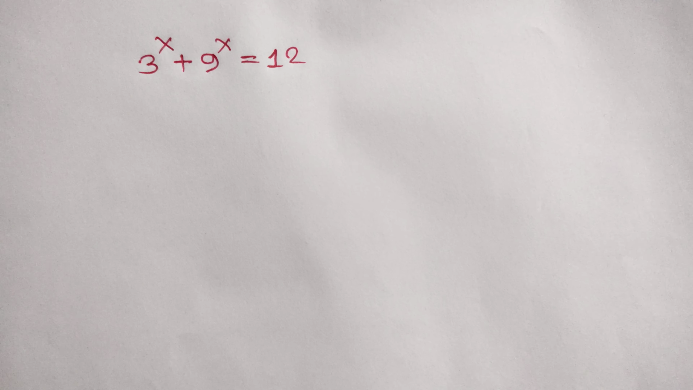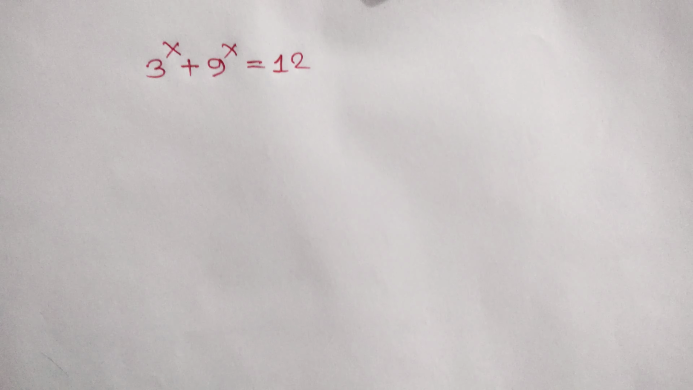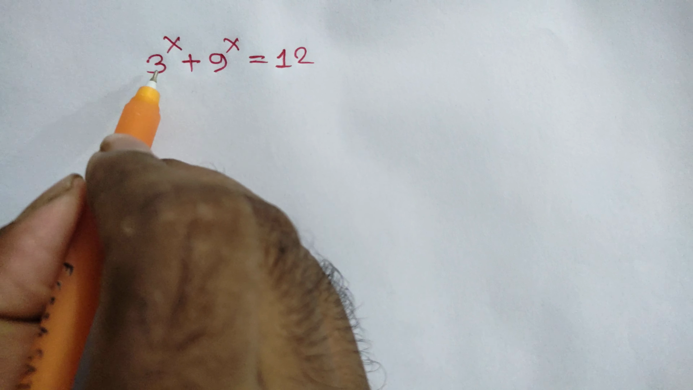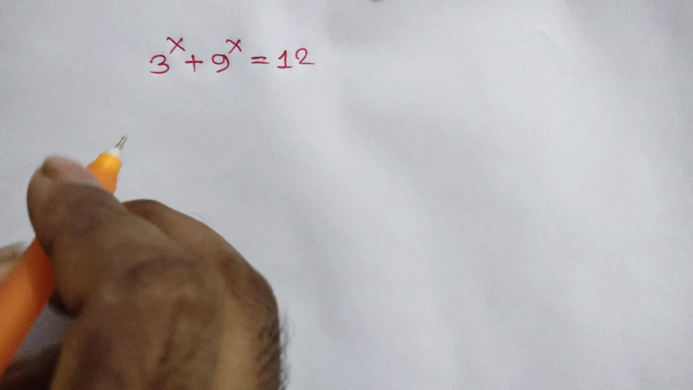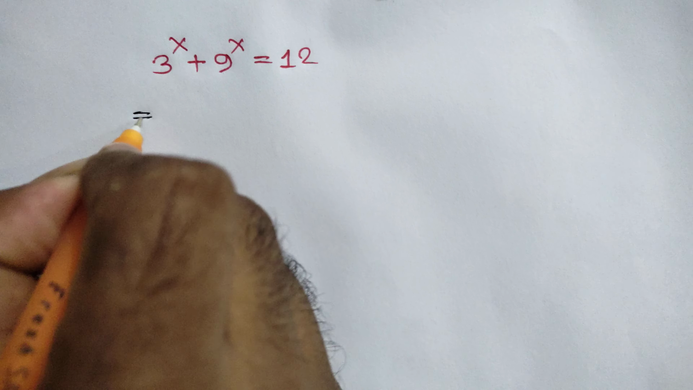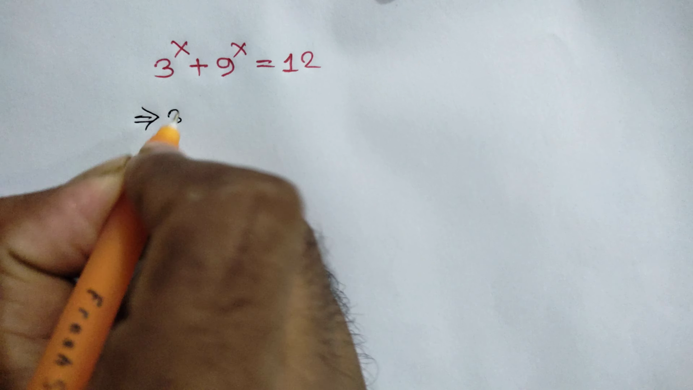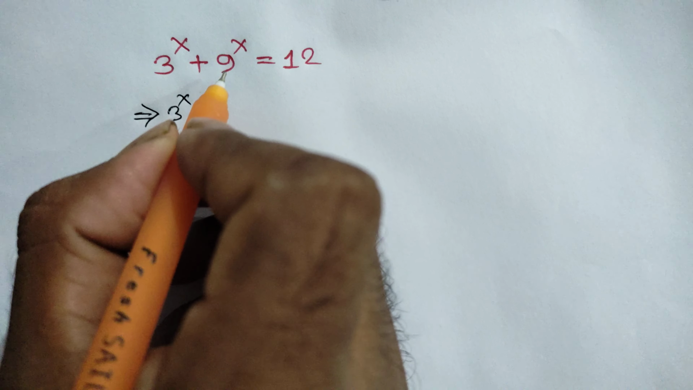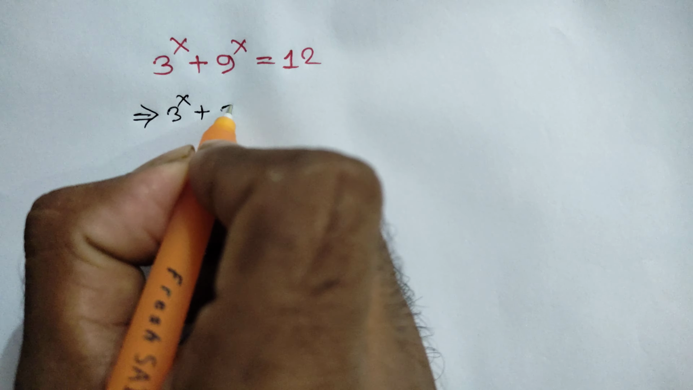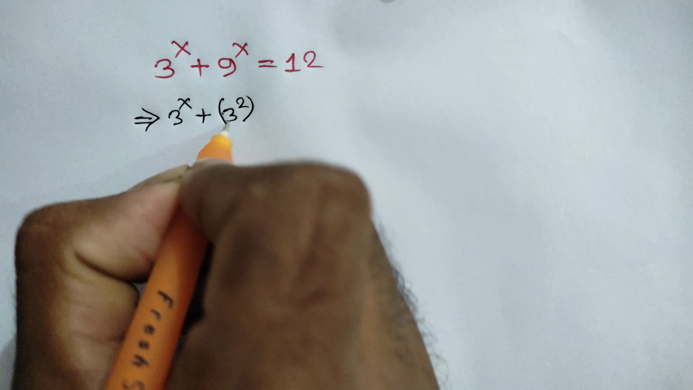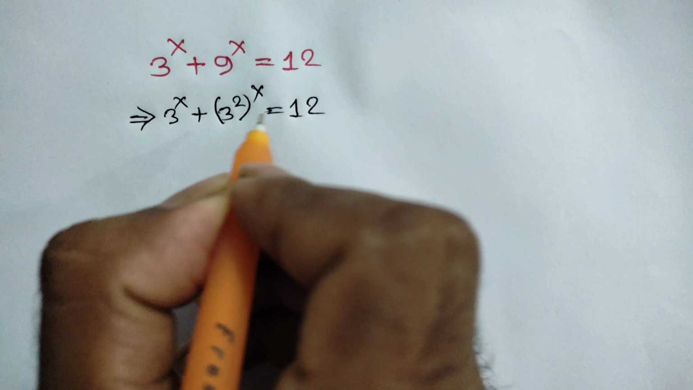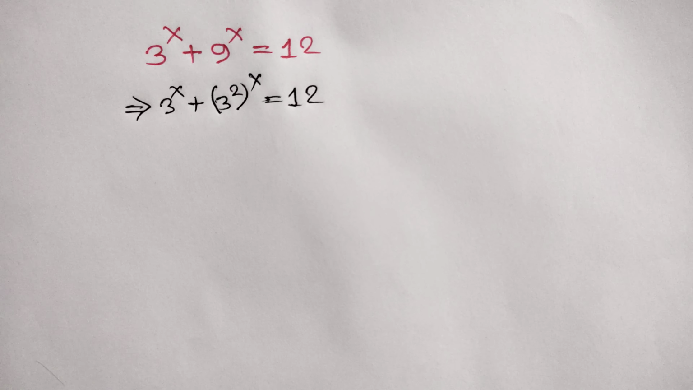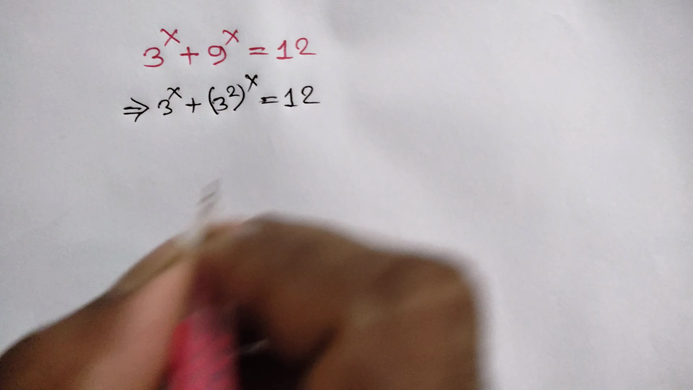Hi everyone, in this video I am going to show how to find the value of x where 3 to the power x plus 9 to the power x is equal to 12. 3 to the power x plus 9 can be written as 3 squared whole to the power x is equal to 12. At this moment we know an exponential formula.